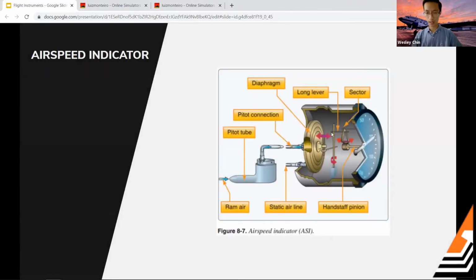So here's what it looks like on the inside again of the instrument case, and all these good diagrams are found in the PHAK chapter 8, which is the flight instruments. As you can see, here's the pitot tube. Ram air from the pitot tube is directly sent into the diaphragm, which expands and contracts, and then the static air line is going into your instrument case. So the diaphragm is filled with the ram air from the pitot tube, and the instrument case itself is filled with the static air pressure. We're basically taking the difference from those two and getting airspeed there.